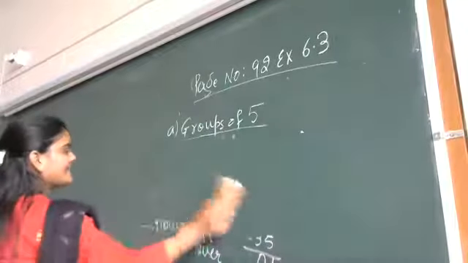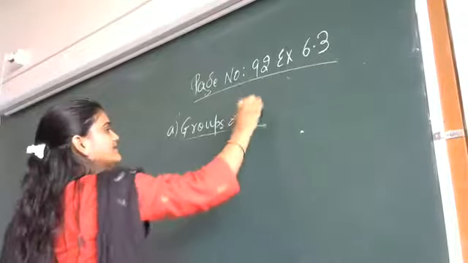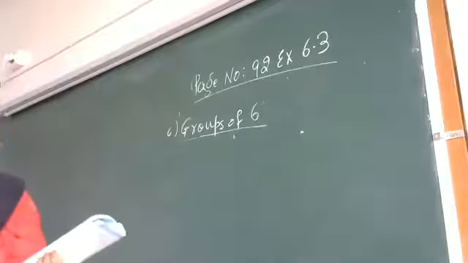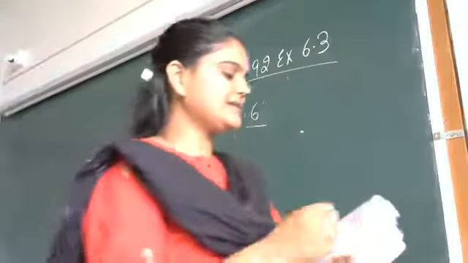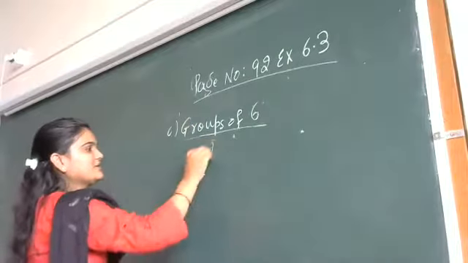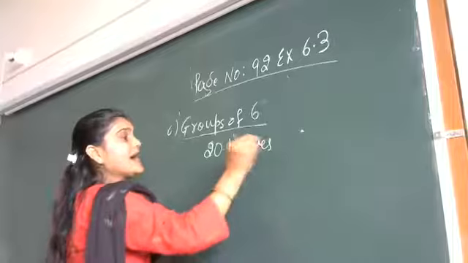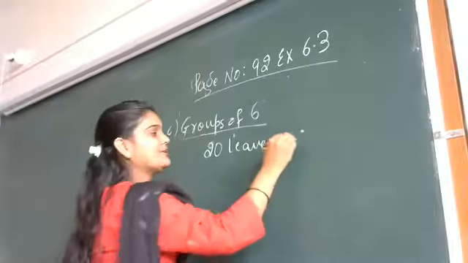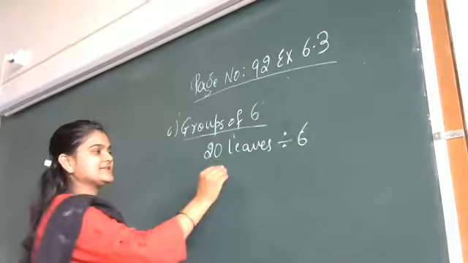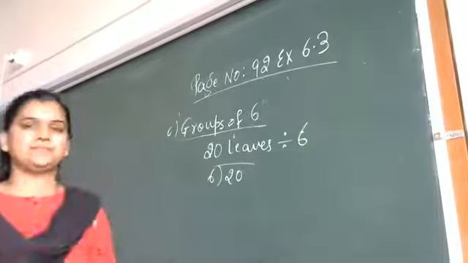See here, next one we have groups of 6. Leaves are totally how many? 20. Yes, 20 leaves are there. You must identify it is 20 leaves. How many groups do you want to make? You want to make groups of 6. Now divide. 20 divided by 6. Tell me, children.